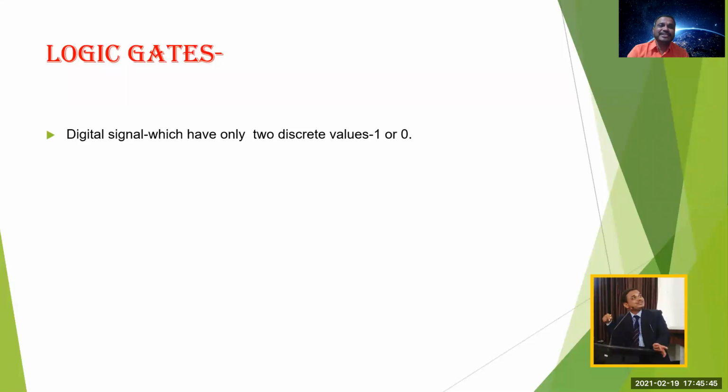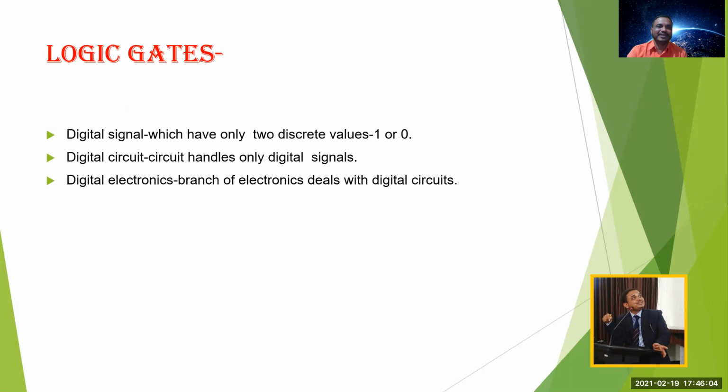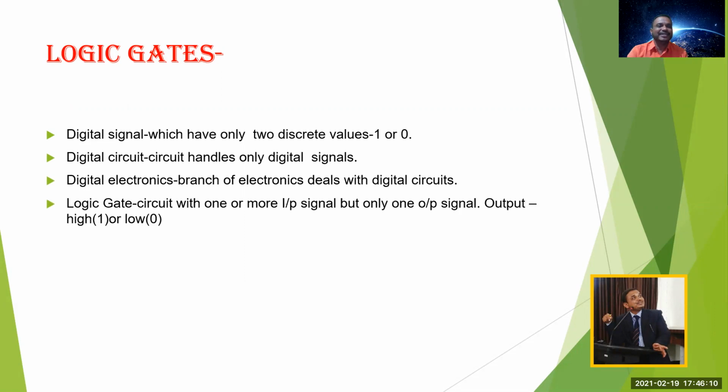So firstly, what is a digital signal? A digital signal which has only two discrete values, either on or off, maybe say as 1 or 0. A circuit that handles only digital signals is called a digital circuit. And the branch of electronics which deals with digital circuits is called digital electronics. Logic gates. So what do you mean by logic gates?